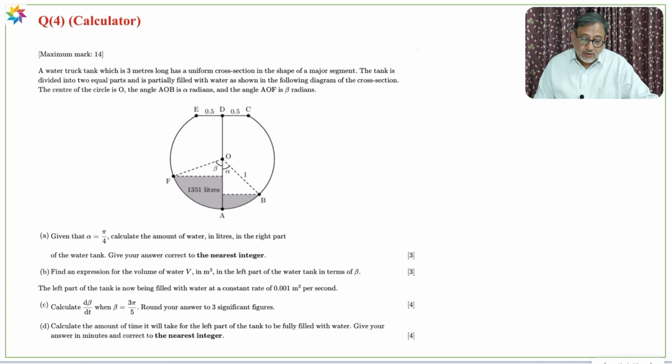So what we have to find, given that alpha is pi by 4. This angle alpha is pi by 4. See, the radius is 1 unit, 1 meter I mean. Calculate the amount of water in liters in the right part. Look here, in the right part here, how much is that water? So what we will do, we will find the area of the sector. From that we will subtract the area of this triangle. That will give us the area of the shaded part, and then multiplied by 3, that will give us the volume, right?